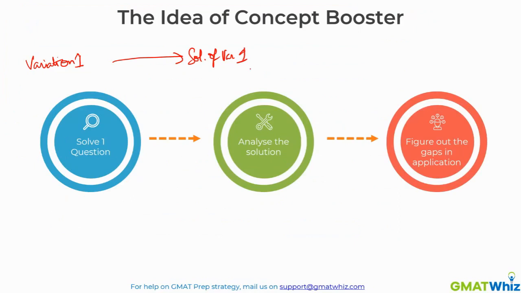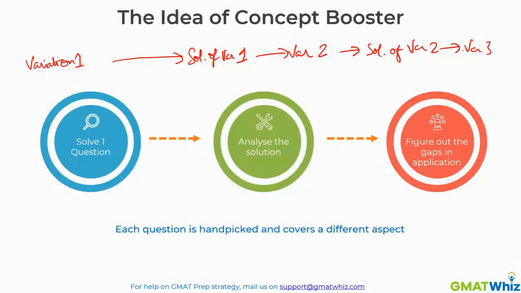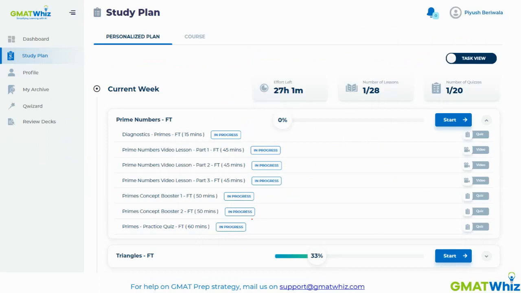Then we take you to variation 2, the second question. Then you see the solution of variation 2, and so on to variation 3. In this way, in the concept booster, we cover a different aspect through every question. Each question is handpicked, and we make sure that we cover all variations that are tested on GMAT from that particular area. So you get very good exposure to all the variations, all the different varieties, and the right method as well. This is very important, guys, for you to do. And you will see this in every topic.